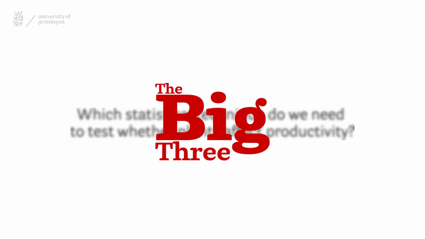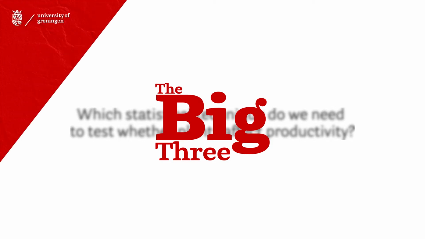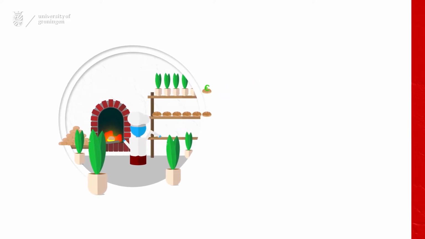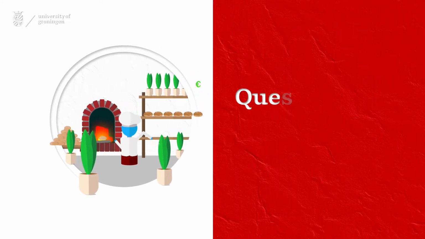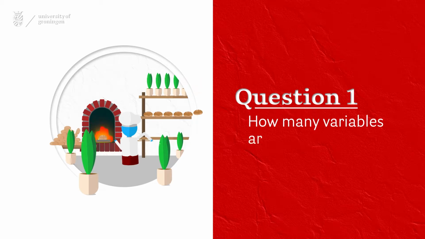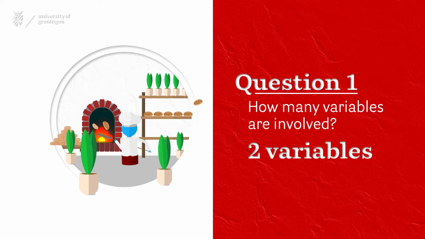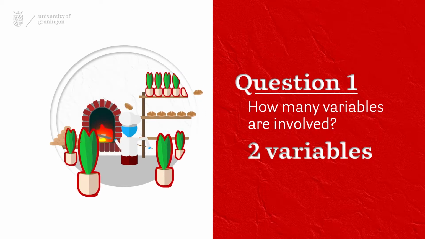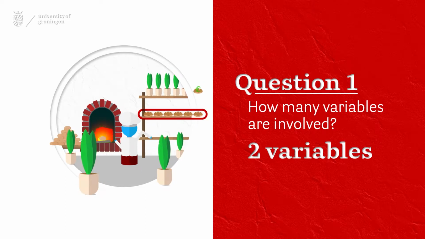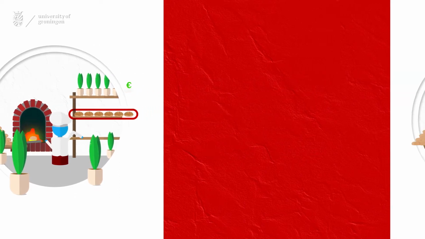The Big Three can help you choose the correct statistical technique. Let's go through the questions for our example on the influence of plants on productivity in the bakery. Question 1. How many variables are involved? 2 variables are involved: the presence of plants and productivity as measured in the number of breads.